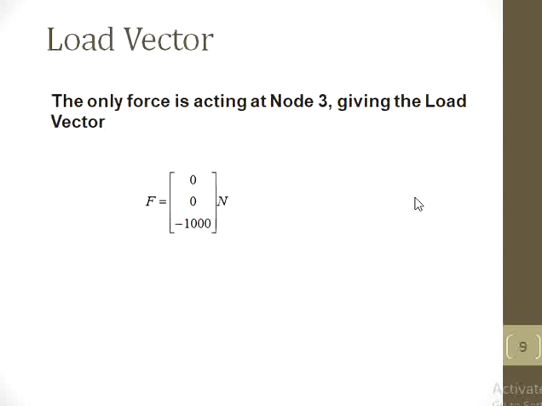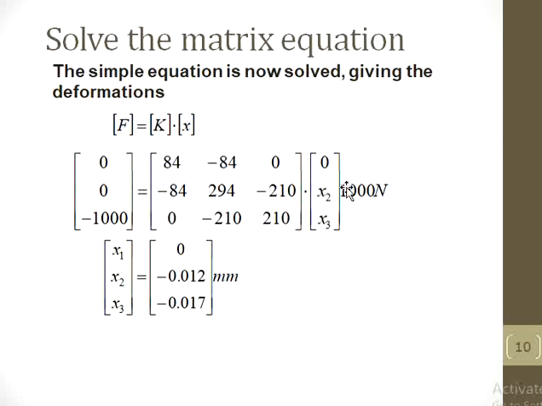Similarly, we form a load vector, or formation of load matrix. Same, the number of nodes is equal to the size of the load vector. So 3 by 1 is the size of the load vector. Node 1 has 0 load, node 2 has 0 load, node 3 has a compressive 1000 Newton load.